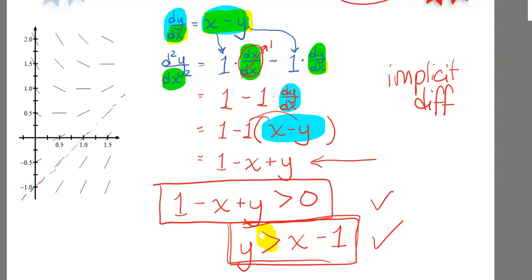And this is telling me everything above that line is going to give me concave up curves. Anywhere I start up here, I'm going to have to curve upward. Ooh, that's terrible. But the way that these slopes work, there's going to have to be some curving upward in order to fit what the slope field is telling me.